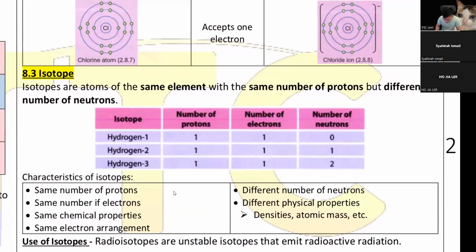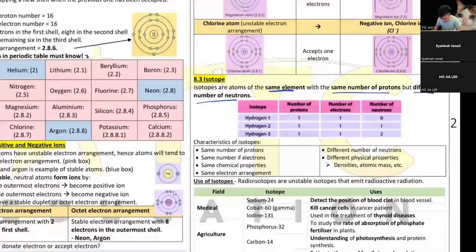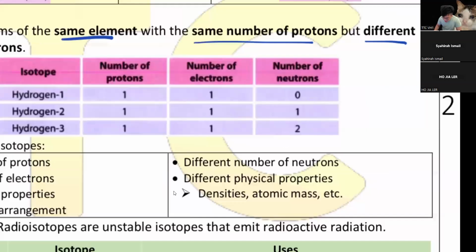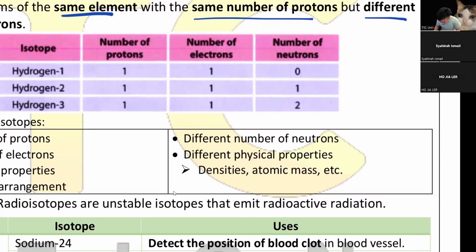Isotope is the same element with the same proton number, but different neutron number. Just so that you don't forget, let me repeat this whole thing. Inside an atom, there are some blue color balls and some yellow color balls. This is the nucleus of an atom. The blue color ball, we call it proton. I use color because it's easier to imagine. The yellow color ball is called neutron.